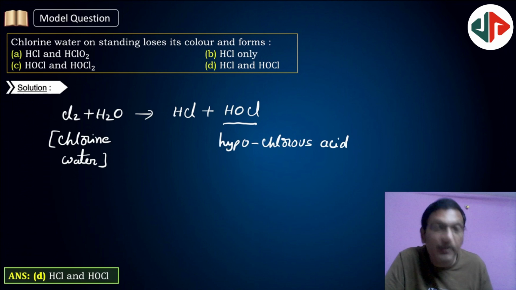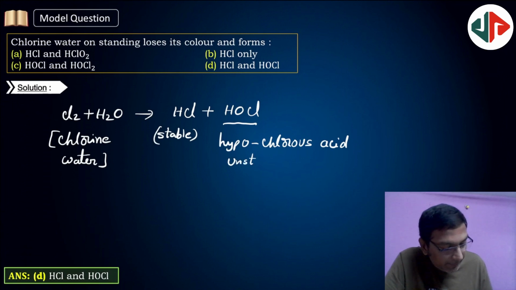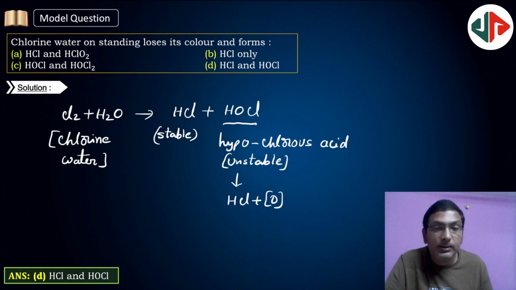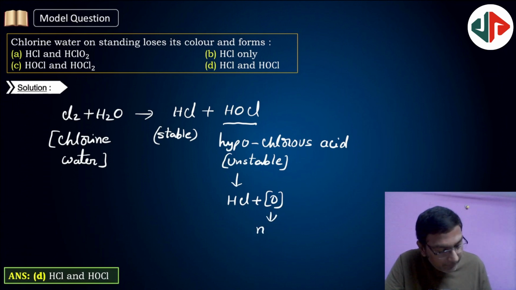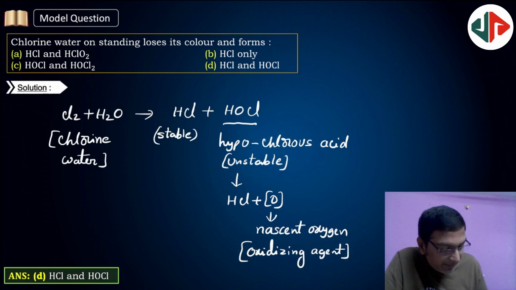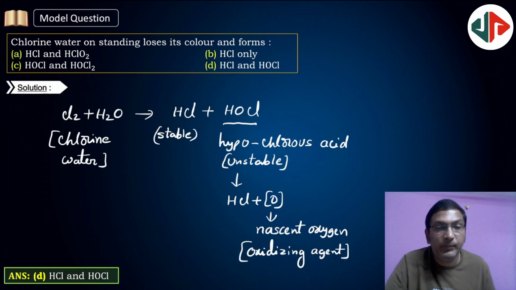Hypochlorous acid, powerful oxidizing agent. So here HCl is stable, we know, and HOCl unstable. So therefore it dissociates to give HCl plus O. So due to nascent oxygen, it is powerful oxidizing agent. So this is complete information about HOCl. So first it forms HCl and HOCl. Option D.